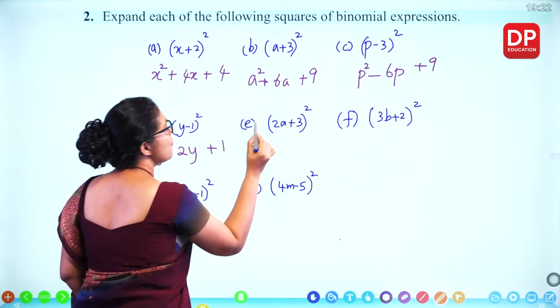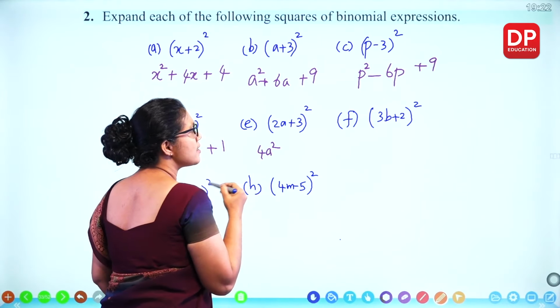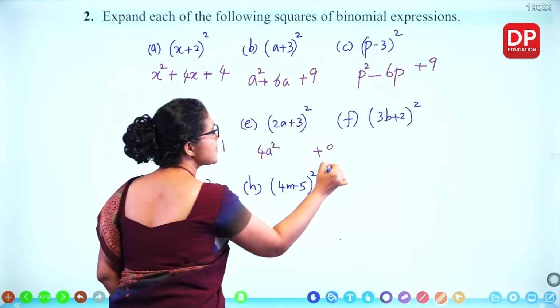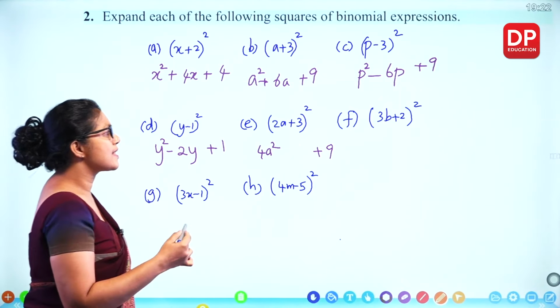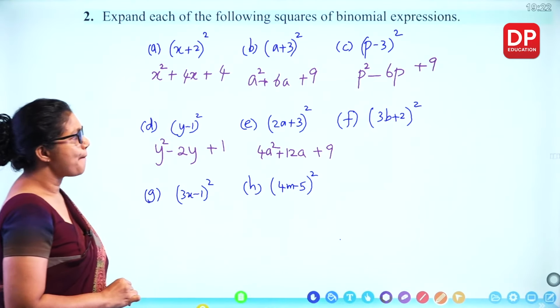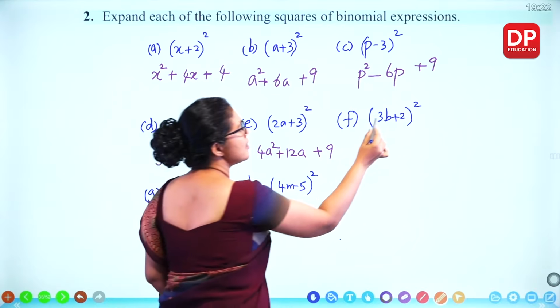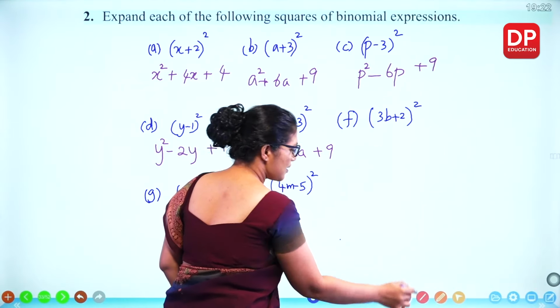This one, first term squared is 4a squared. Last term squared, 3 into 3 becomes plus 9. What's the middle term? 2 times 3 is 6. 6 times 2, 12. So you get 12a. This one, square the first one, 3b into 3b. So what's the answer?